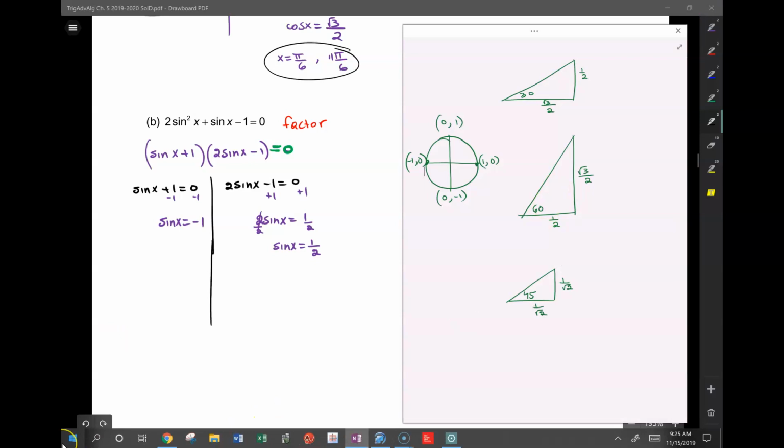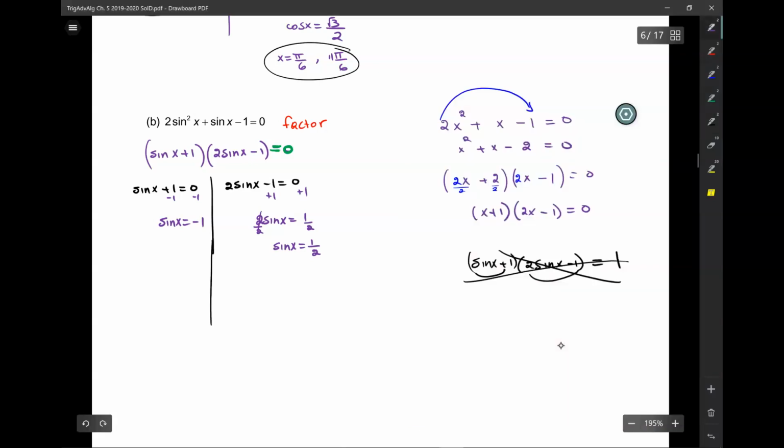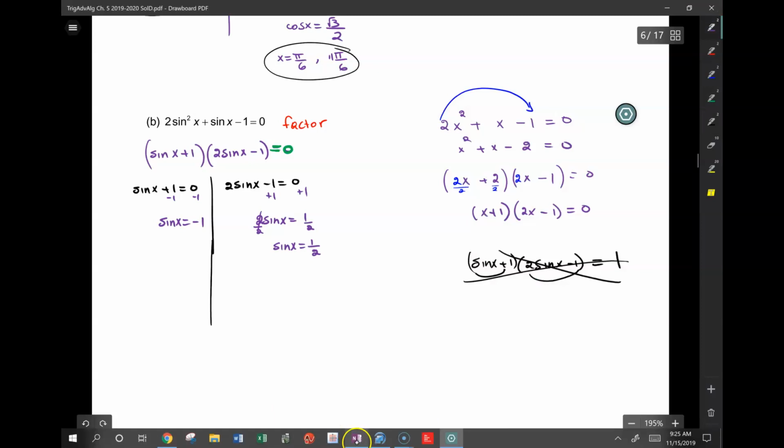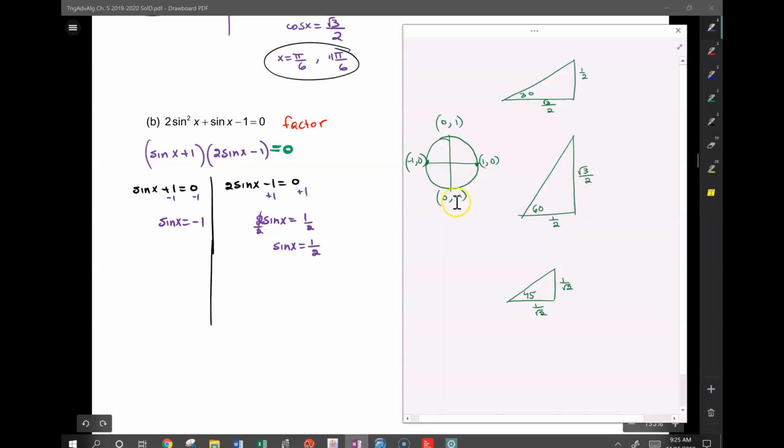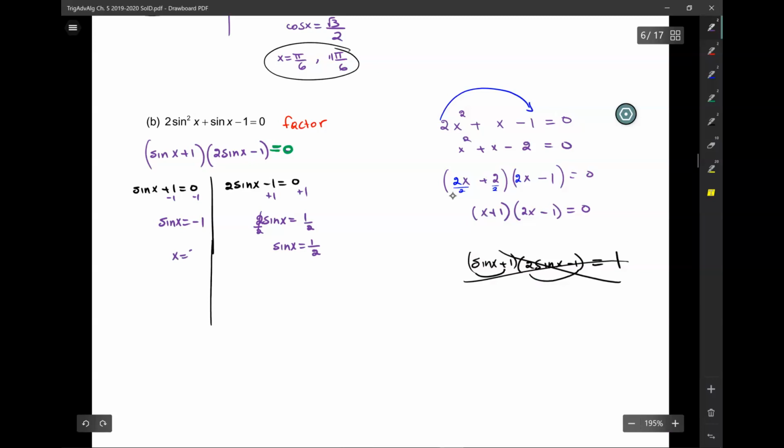The first one, where is sine x equal to -1? Can I get that from the triangles or do I need to go to the quadrantal angles? Quadrantal angles. So where is sine x equal to -1? At here. Sine is the y value, right? So it's at 3 pi over 2. So x is 3 pi over 2.